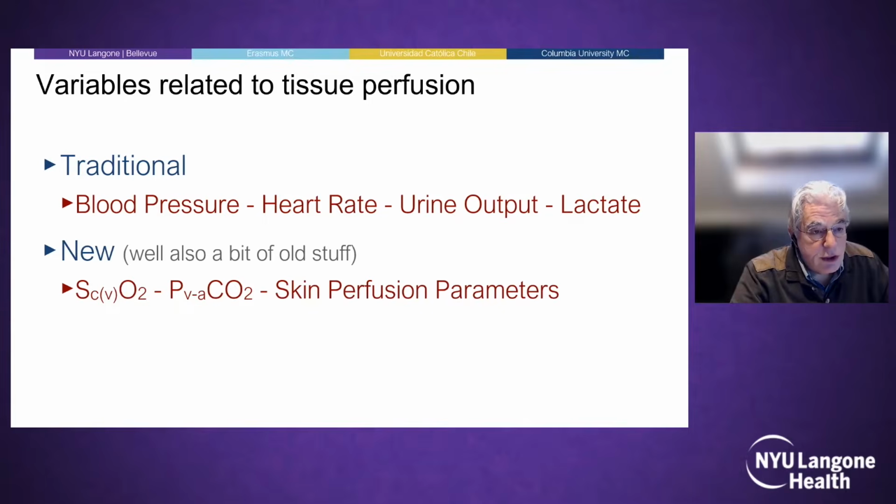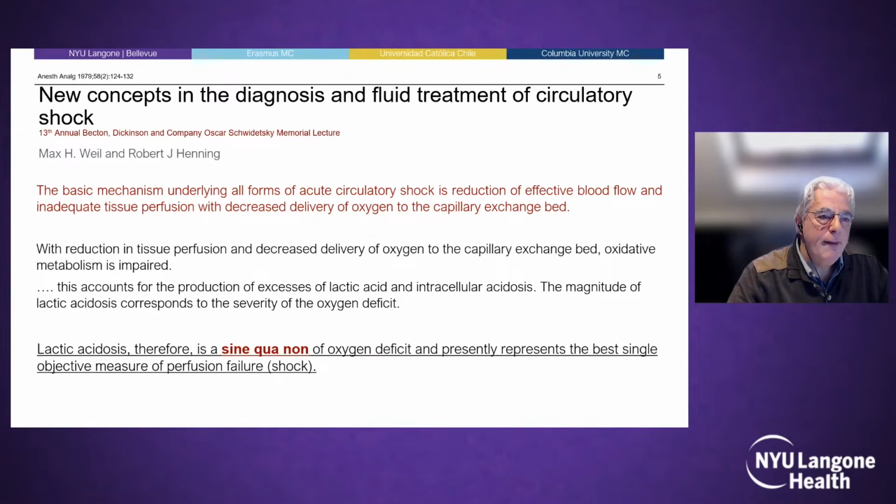The variables that we traditionally use for tissue perfusion are blood pressure, heart rate, urine output, and lactate. And a new, or a bit of a new way of looking at old stuff, to be honest, is the saturation of hemoglobin in the superior vena cava or in the pulmonary artery, the ScvO2 or the SvO2. The CO2 difference between the venous compartment and the arterial compartment, popularized by Max Harry Weil in his resuscitation research, when he found a normal arterial CO2 and a very high central venous CO2, and skin perfusion parameters, refill time, temperature, and stuff like that.